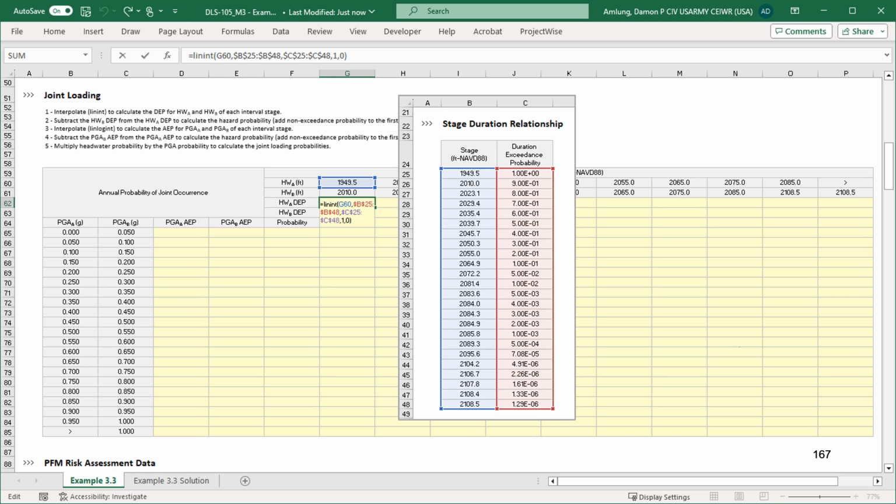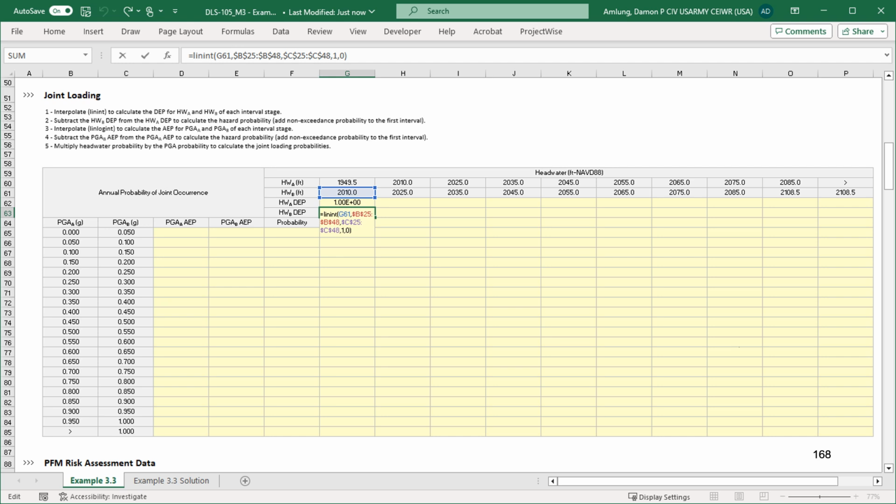Our first task is to calculate the joint loading probabilities. We will start by interpolating off the stage duration relationship to get the duration exceedance probability for each headwater of the ranges at the top of the table. The headwater ranges were given to us in this example, but to get even intervals, we would follow the same discretization procedure that we've been using for the stage frequency of hydraulic hazard failure modes. We will always use linear interpolation when interpolating from a stage duration relationship.